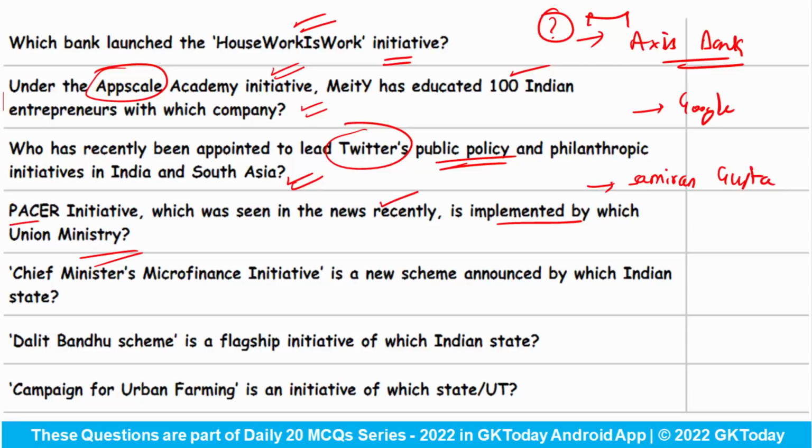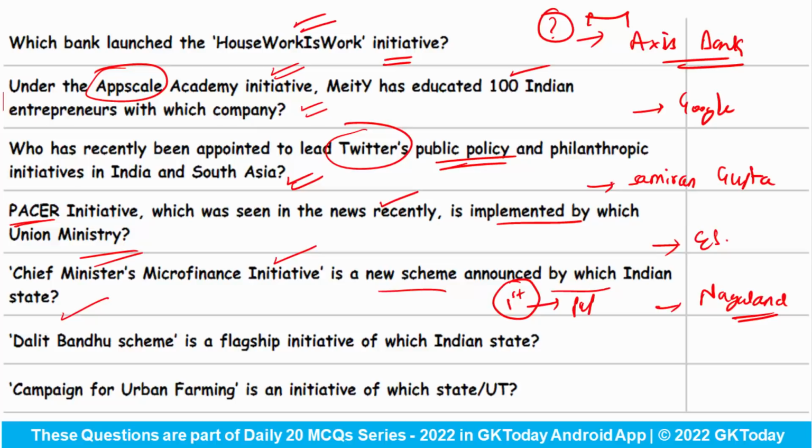PACER initiative, which was seen in the news recently, is implemented by which union ministry? PACER stands for the Polar Science and Cryosphere Research, and the answer is Ministry of Earth Sciences. Chief Minister Microfinance Initiative is a new scheme announced by which Indian state? This is a new scheme belonging to the state Nagaland. Also do remember that Nagaland Assembly is the first assembly in whole country to become paperless.